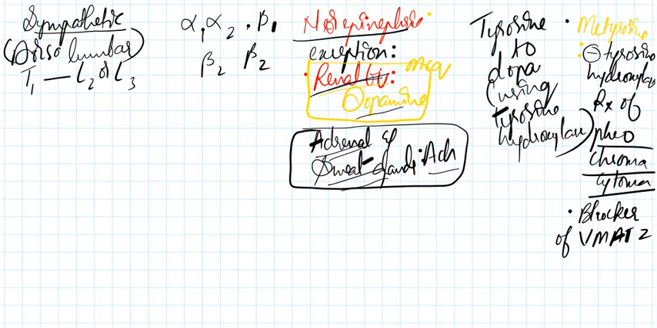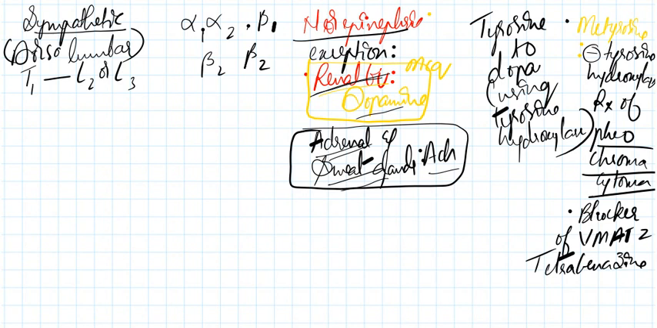VMAT2. What is meant by VMAT2? It's vesicle monoamine transporter. Then there is one more drug called tetrabenazine. So, these are the drugs which act regarding the principles of the sympathetic system.